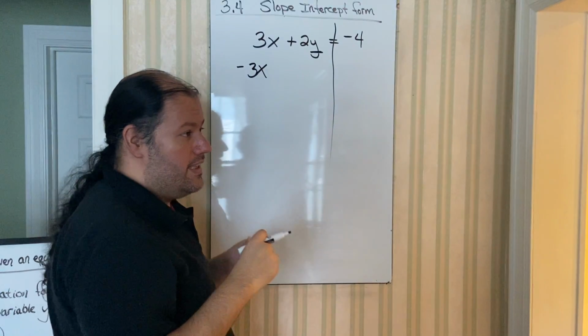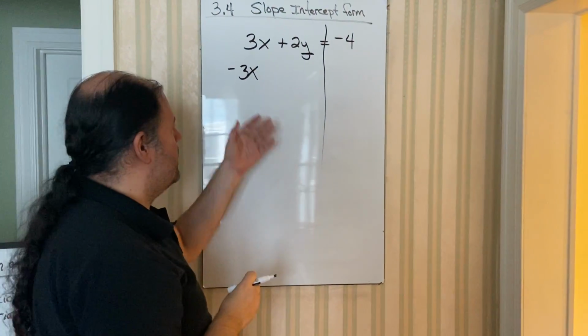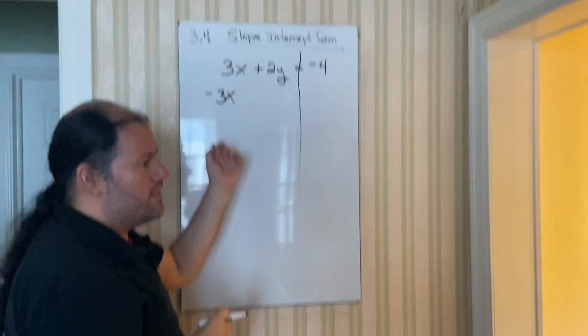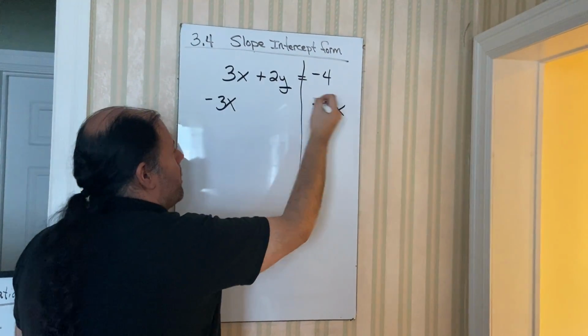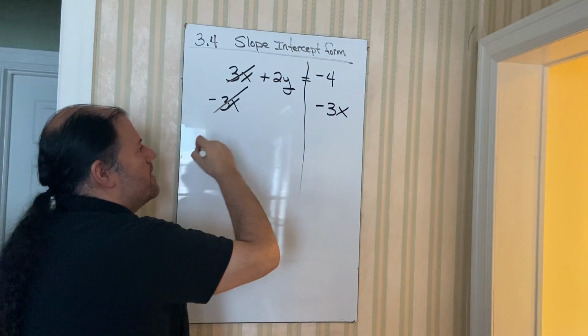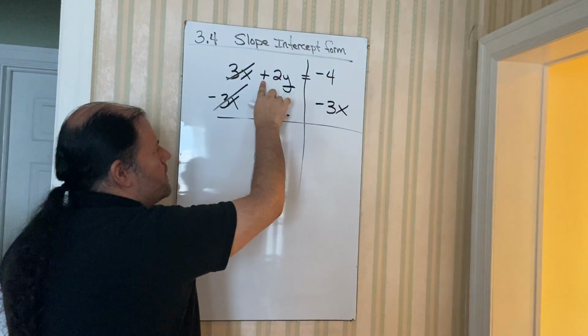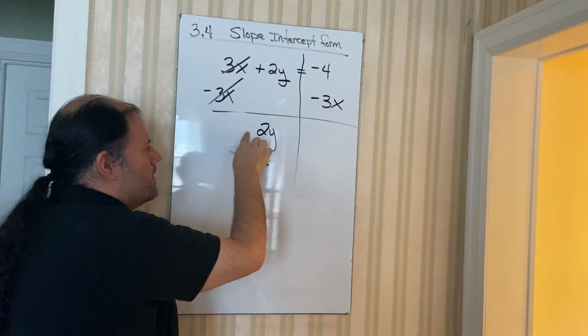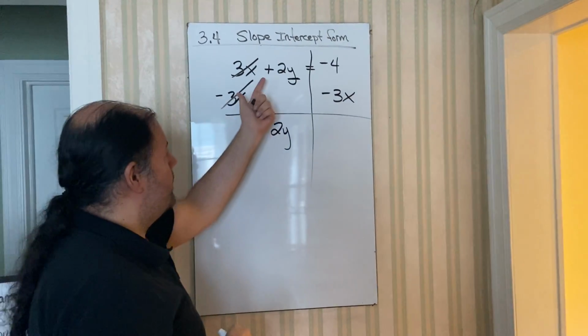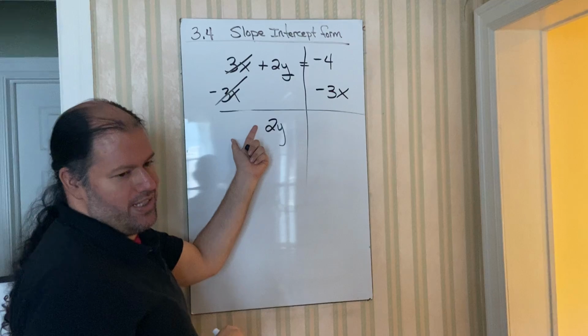Remember how I said that it's a balancing step? So if I have to do a -3x on the left, we're going to do a -3x on the right. These cancel out because they're inverses, so I'm left with positive 2y. You can bring down the plus if you want. It's not necessary. If it's a minus sign, you definitely have to bring that down.